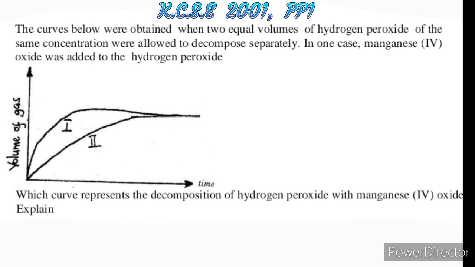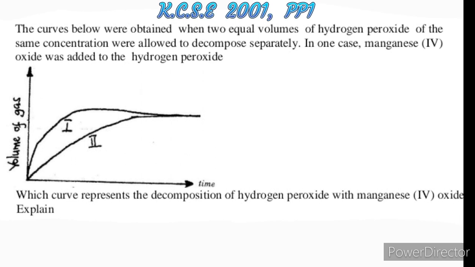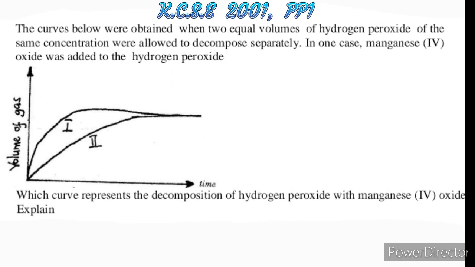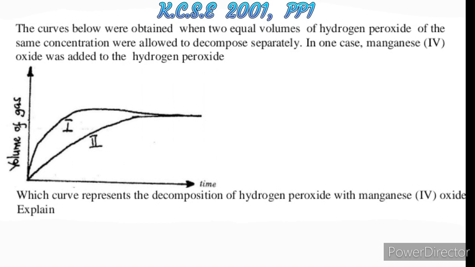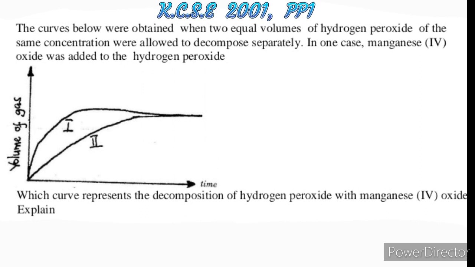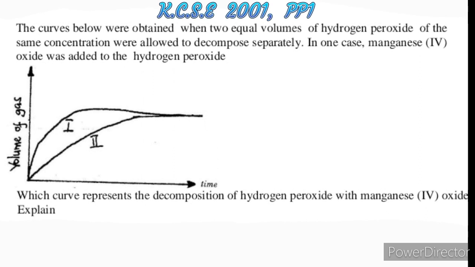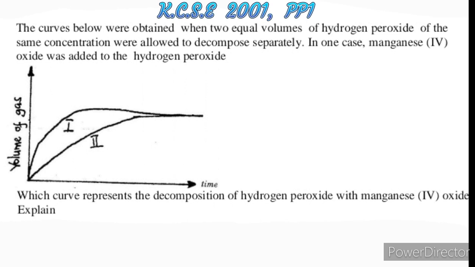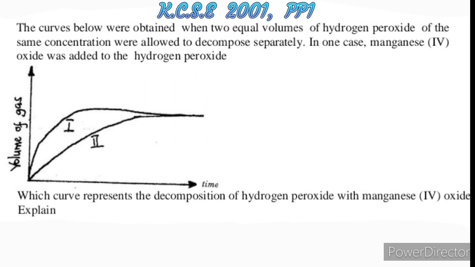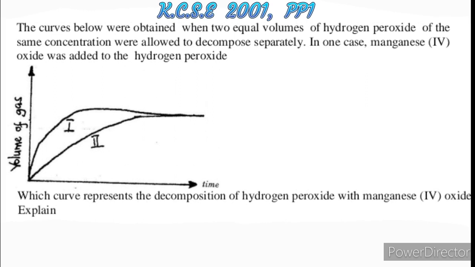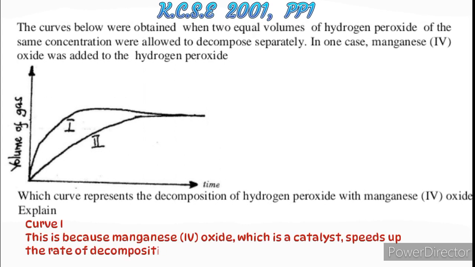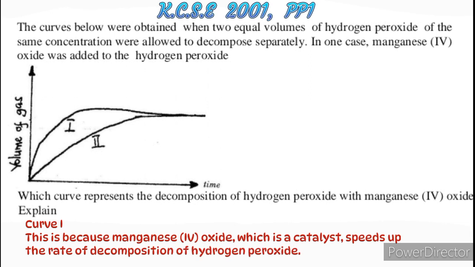So normally hydrogen peroxide takes a long time to decompose without a catalyst. So with the introduction of manganese 4 oxide, the reaction occurs very fast. So we can clearly see that we have curve 1, which is steeper than curve 2. That means that with curve 1, a catalyst was used, and therefore the volume of the gas produced was collected within a shorter period of time. So the answer is curve 1, because manganese 4 oxide acts as a catalyst, speeding up the rate of decomposition of hydrogen peroxide.